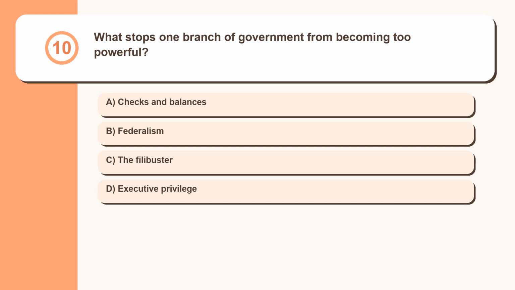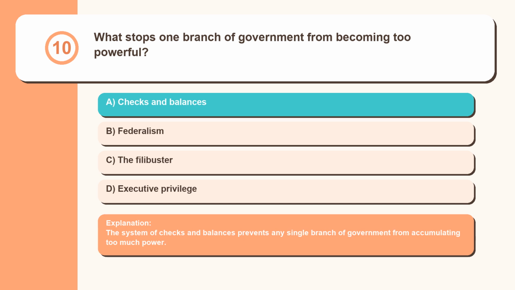Question 10. What stops one branch of government from becoming too powerful? Checks and balances, federalism, the filibuster, executive privilege. The system of checks and balances prevents any single branch of government from accumulating too much power.